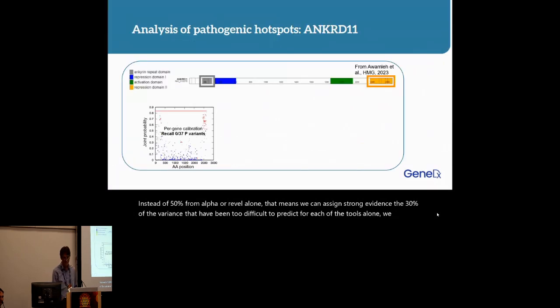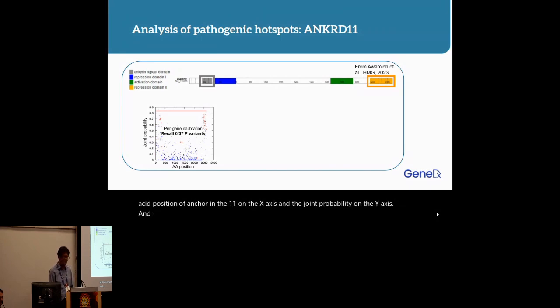We can push the approach even further by utilizing domains. Variability of scores can also be found across domains within the same gene. So this plot here on the bottom left shows the amino acid position of ANKRD11 on the x-axis and the joint probability on the y-axis. And again, red dots are pathogenic variants and blue dots are benign variants. So even with the improvements that I described, in ANKRD11, we would predict none of the known pathogenic variants with 99% precision. That is indicated by this red line.